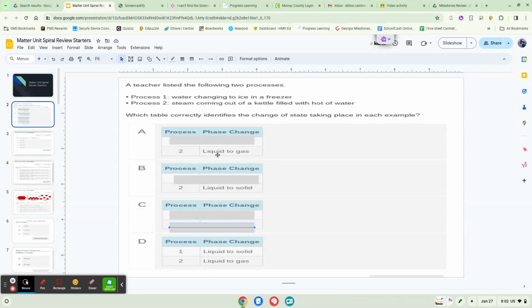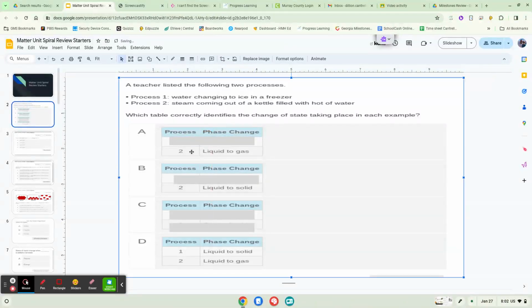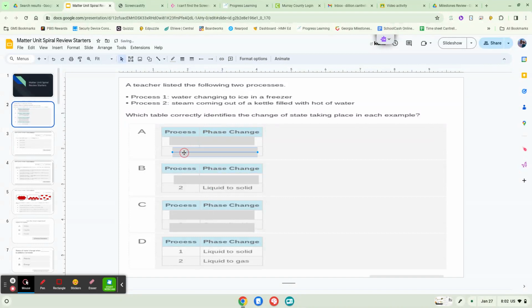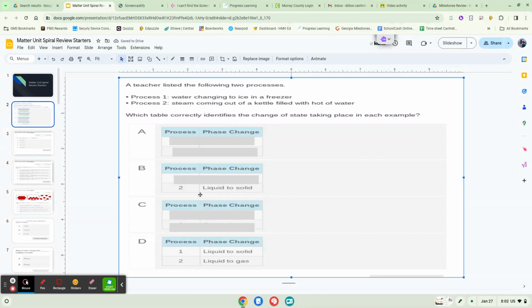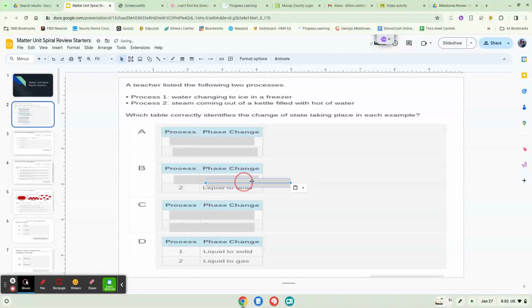So A does have liquid going to gas, but remember process one was incorrect. So it cannot be correct. Same thing with B, liquid going to solid. That's not showing me water going to steam. So D should have been my answer.